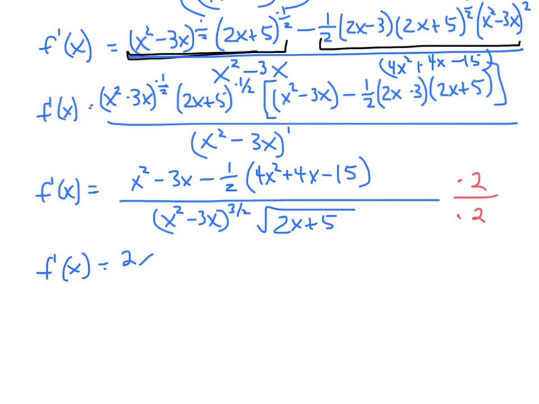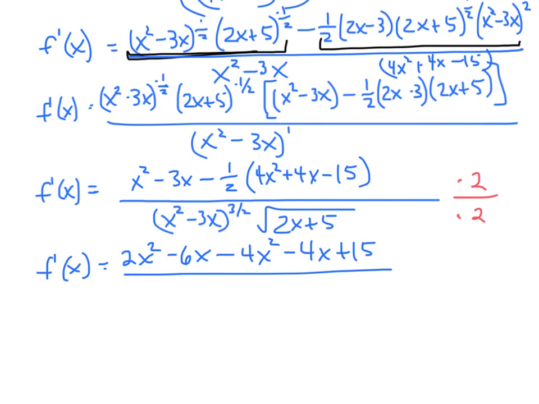So 2x squared minus 6x, minus, now that 2 here times this 1/2 is obviously going to go away, which knocks that out completely, and now you basically just have what's inside the parentheses. So minus (4x squared minus 4x plus 15) over 2, and then your (x squared minus 3x) to the 3/2, square root of 2x plus 5. One last final cleanup.